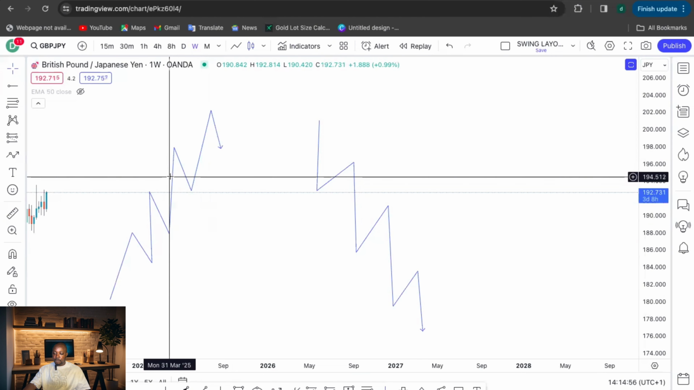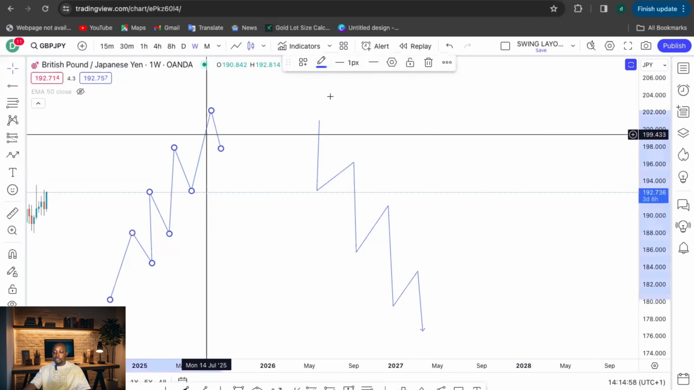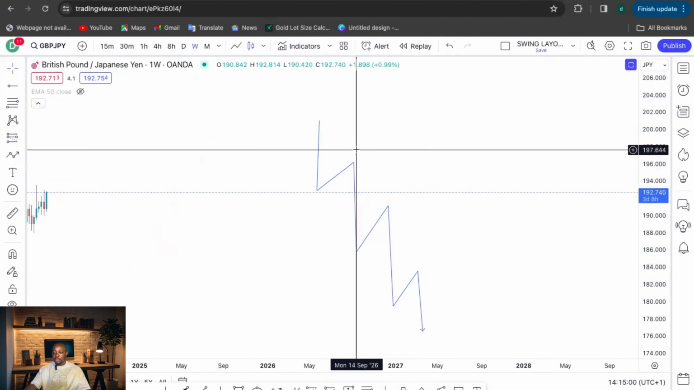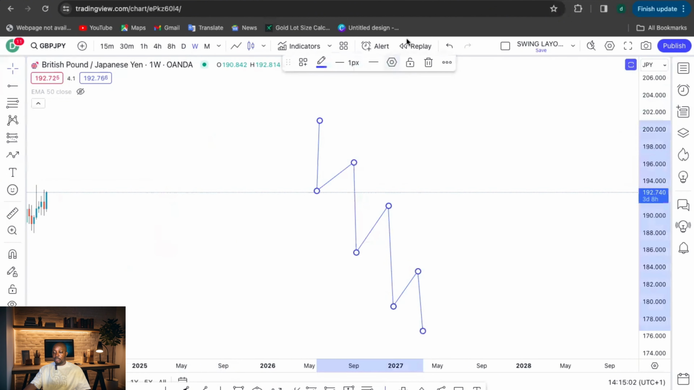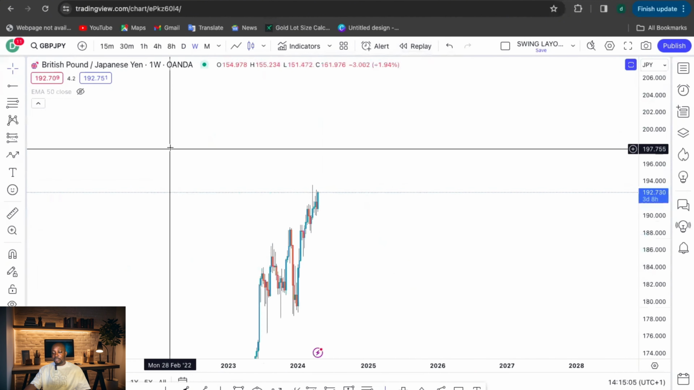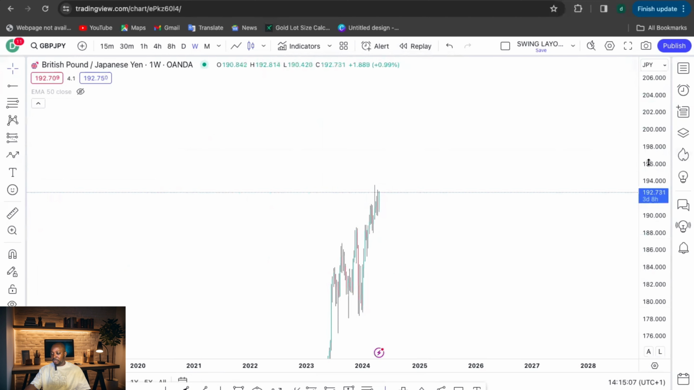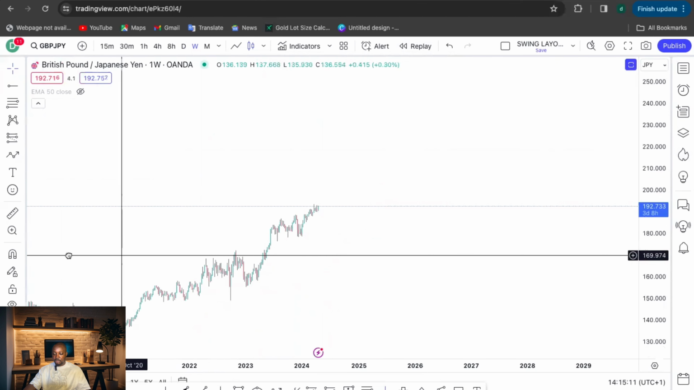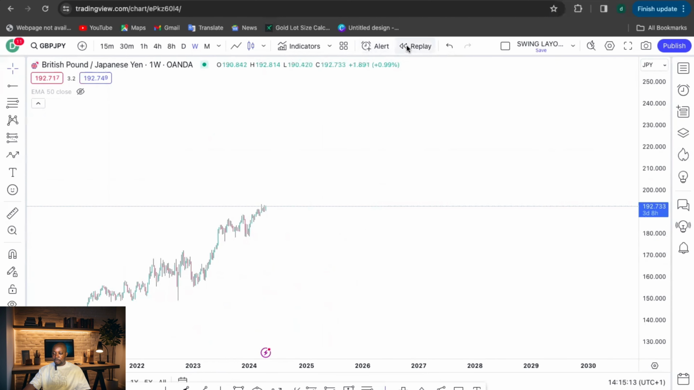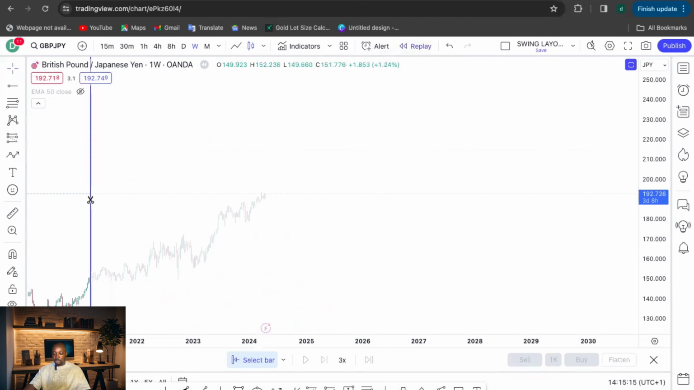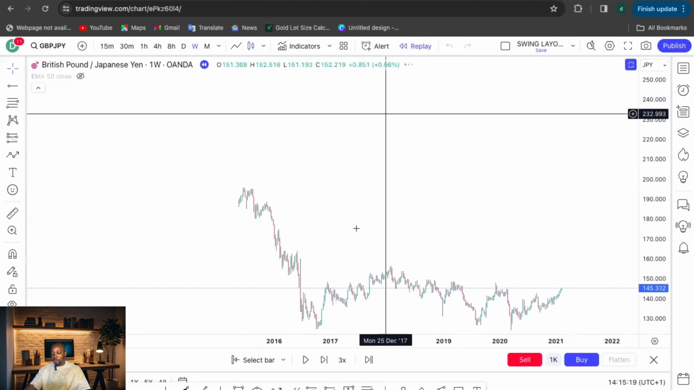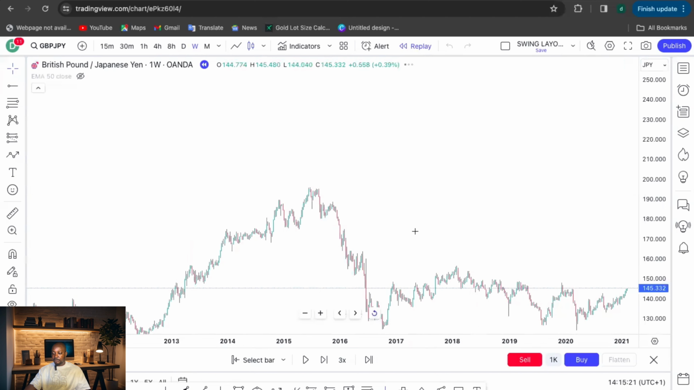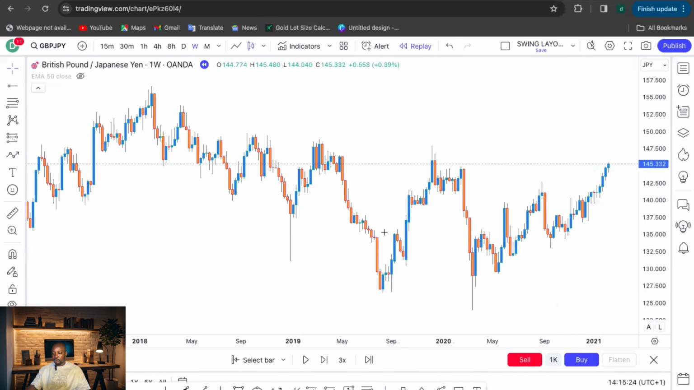Okay, so let's go and look at the charts. Now, let me scroll back so it doesn't look like all the... Let me use the bar replay tool. I hope it allows us to see this point for this 2021. So let me reset it now.